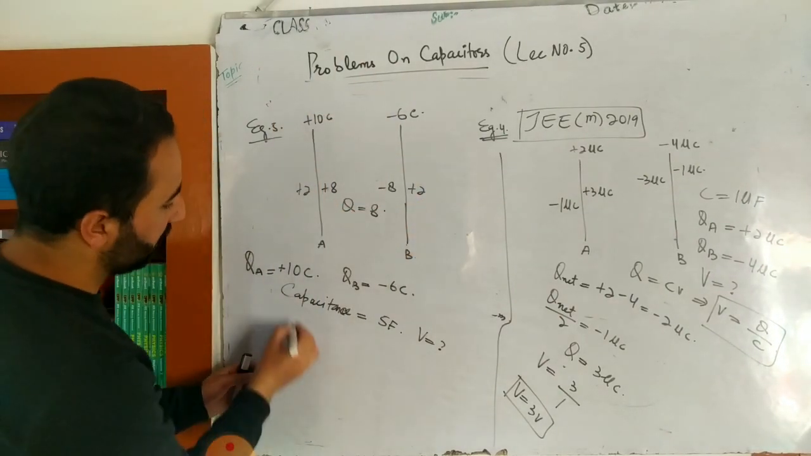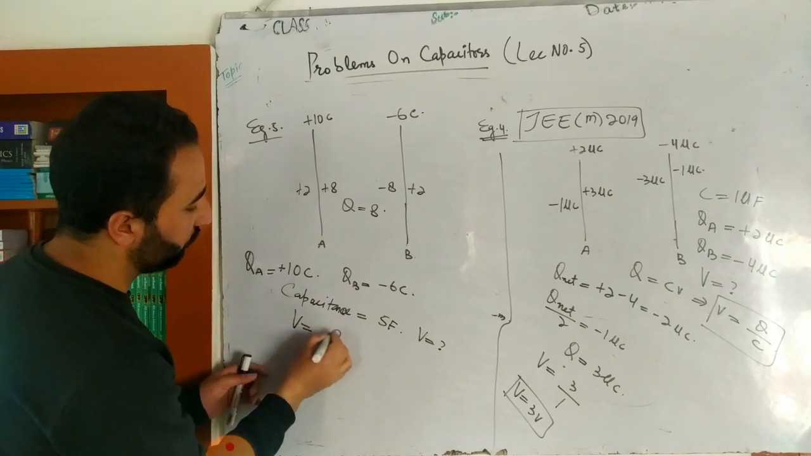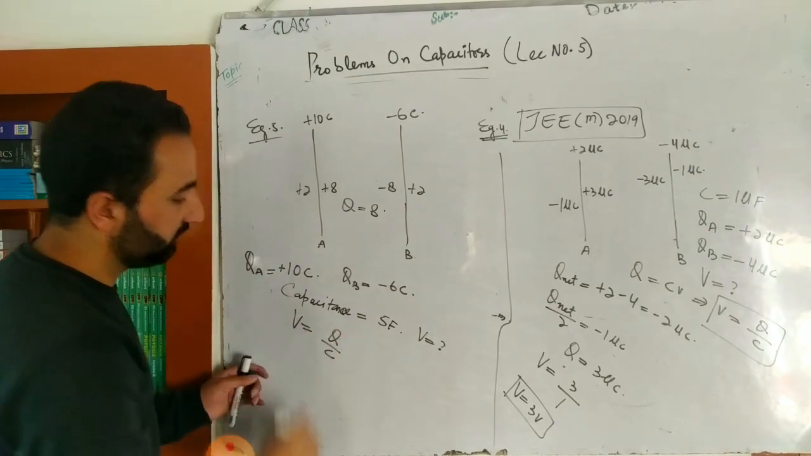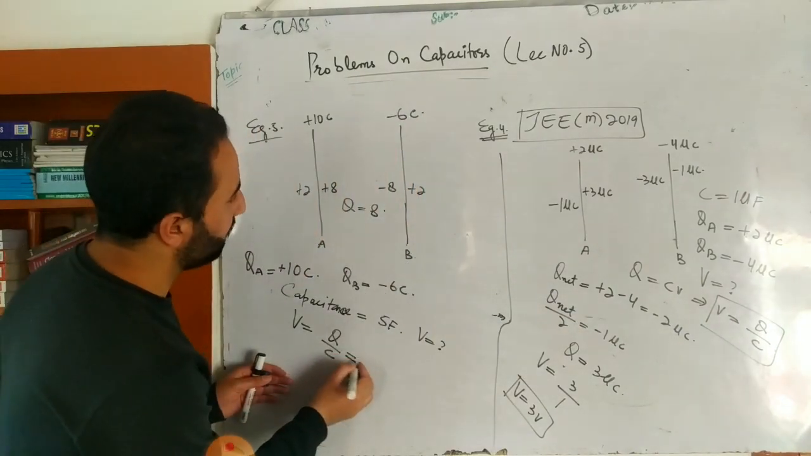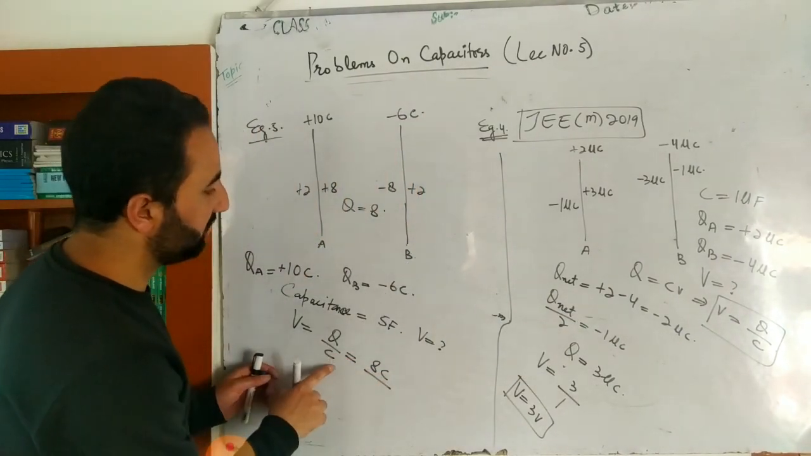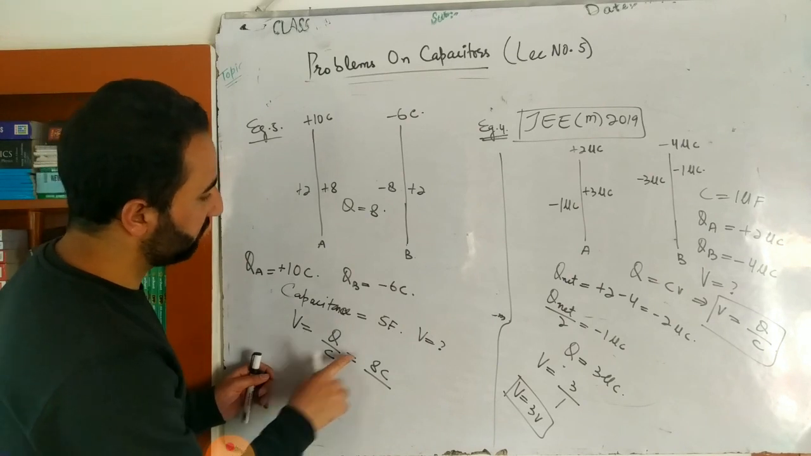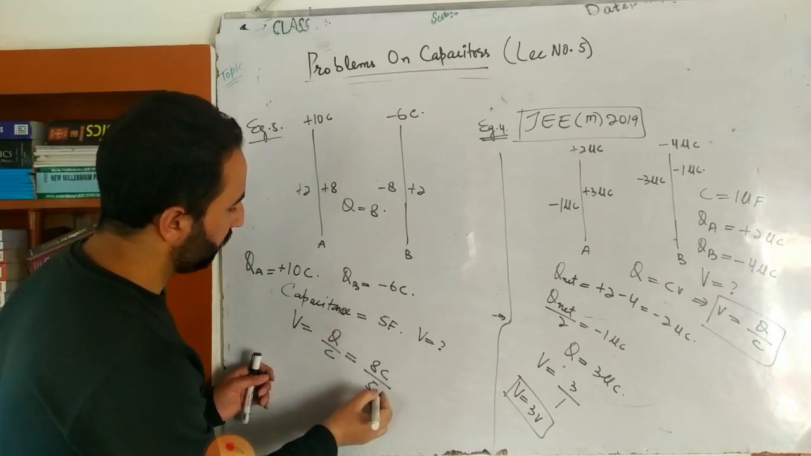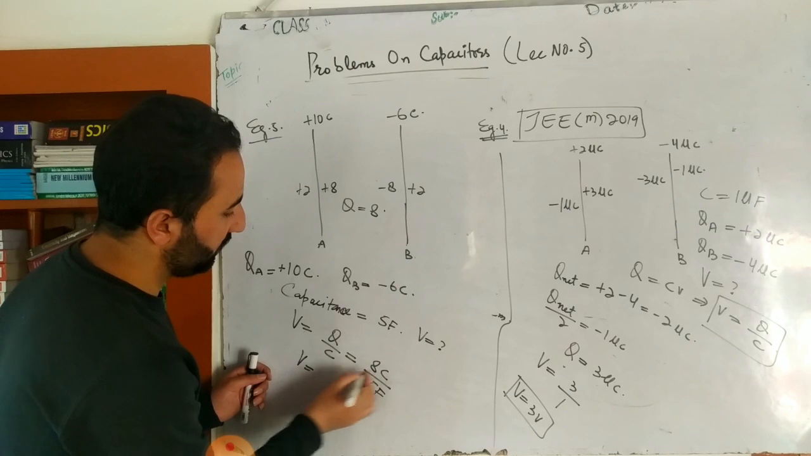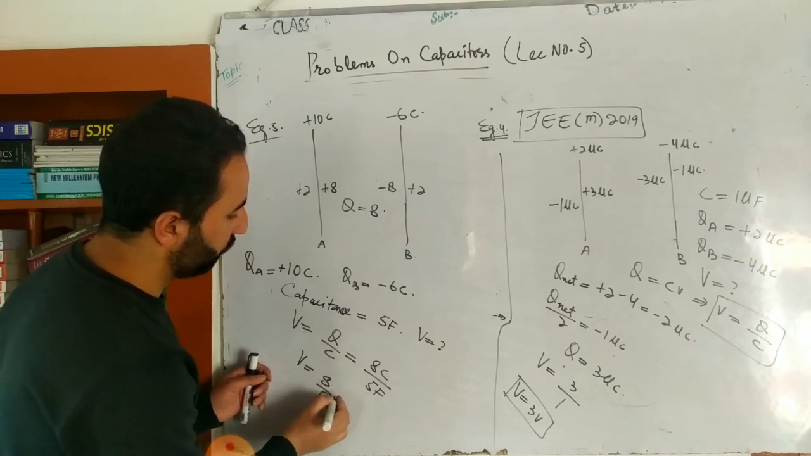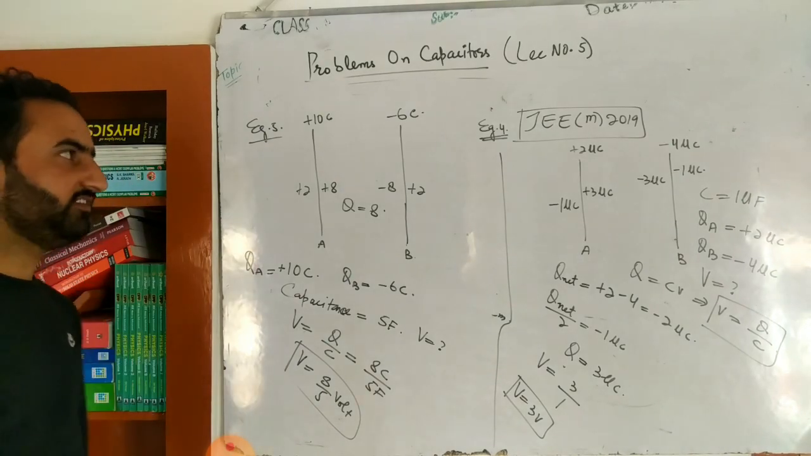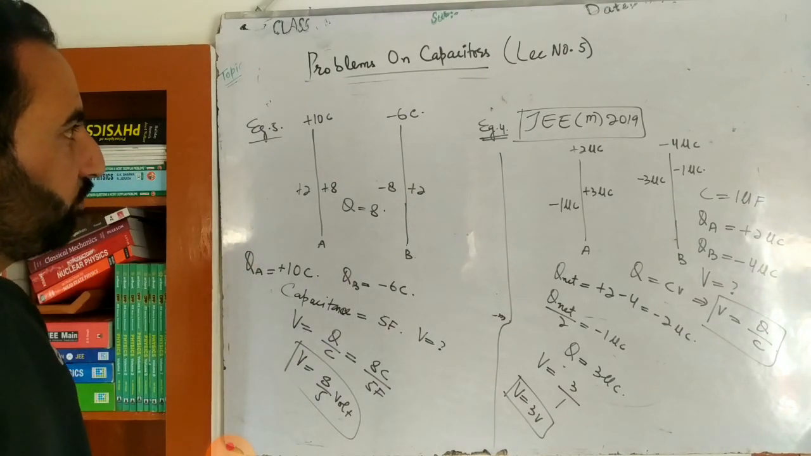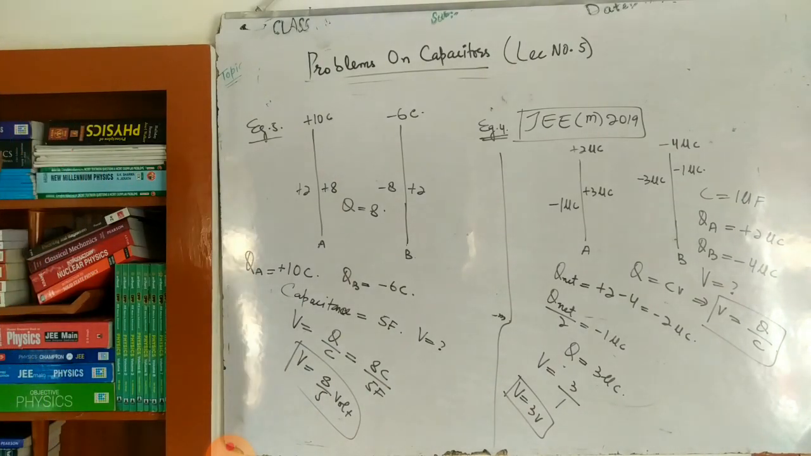Then you have to calculate V. V will be simply equal to Q divided by C. So what will we write instead of Q? 8 coulomb, divided by C. What to write instead of C? That is equal to 5 farad. So V will be simply equal to 8 divided by 5 volt. Done. Easy problem. Okay, pause the screen, write it down. Write it down quickly.